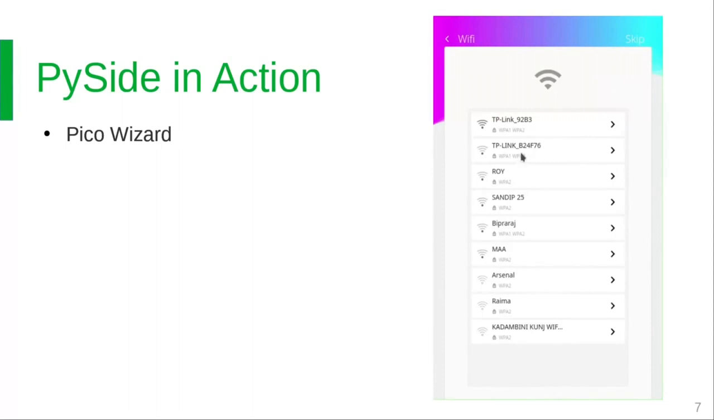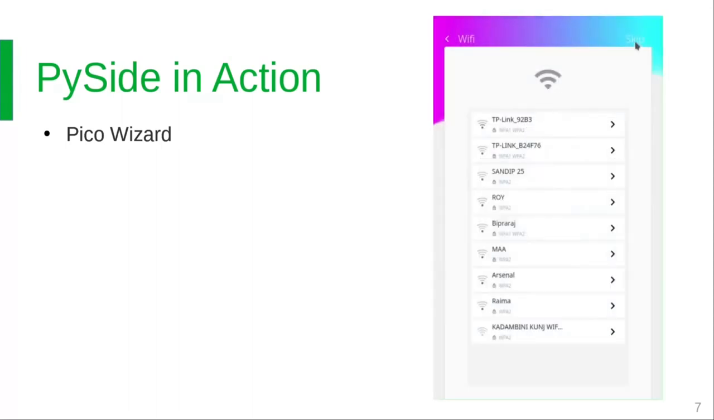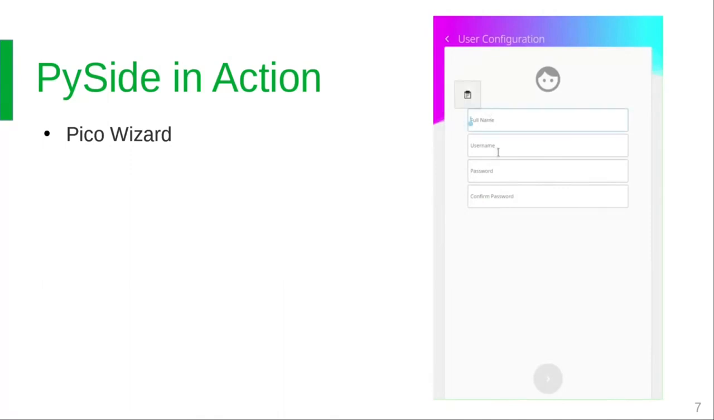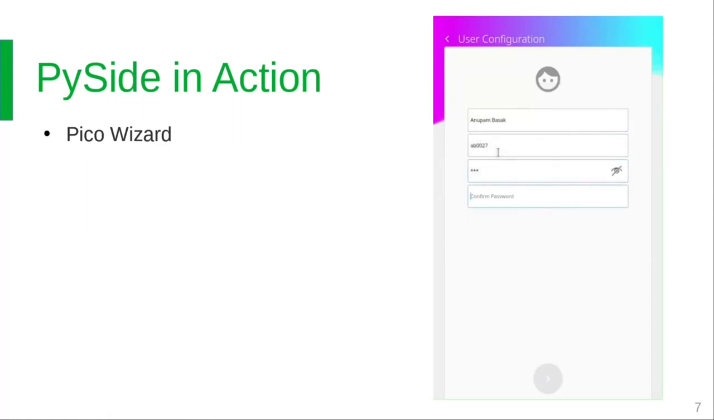This is the wireless network connection screen. You can click and set your password to connect to that Wi-Fi network. This is the user creation screen. You can type your name, your username, password, which should be digits only for Plasma Mobile, and click next to set your username.